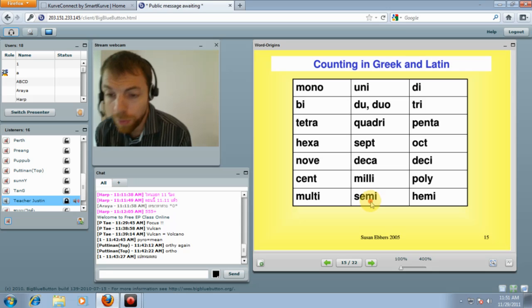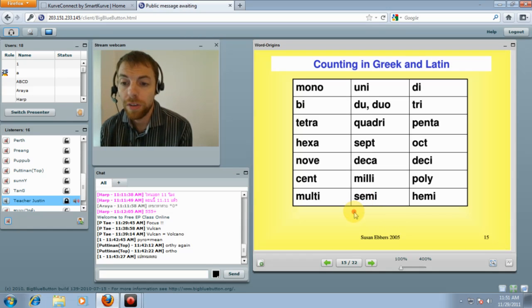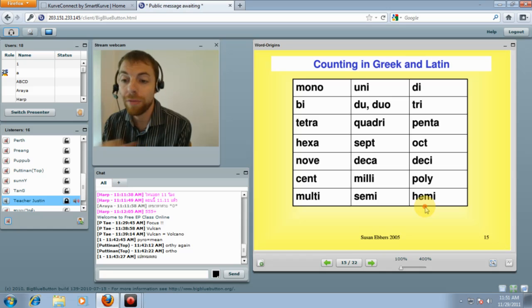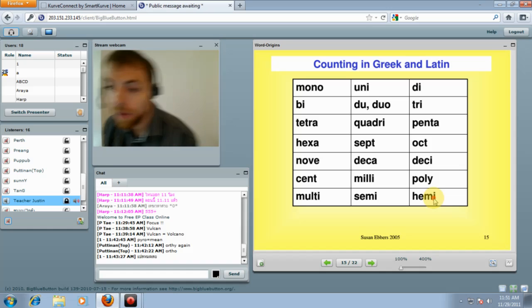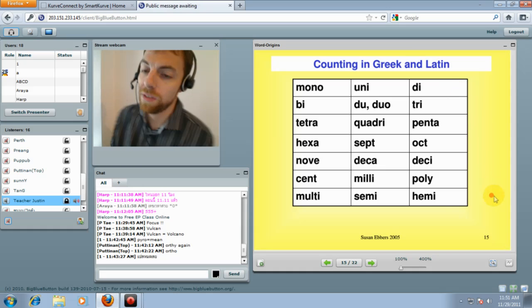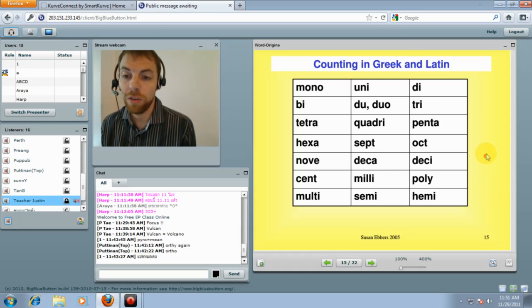And semi is important as well. Semi is part. So something that is semi-sweet is only part sweet. Or hemi is also similar. Like a hemisphere is half of a sphere. Hemi usually is part, usually half of the part. So all of these roots are usually a prefix or a suffix that we use mostly when talking about shapes and different math.